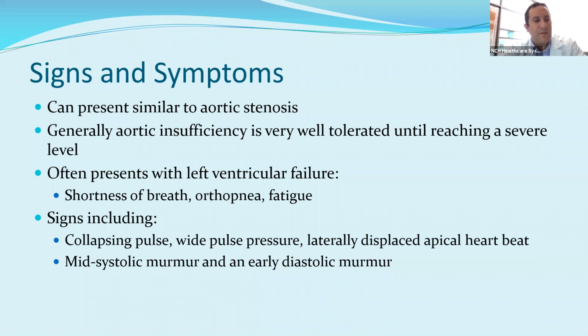The signs include a collapsing pulse, a widened pulse pressure, meaning the top number and bottom number are really far apart, and a laterally displaced apical heartbeat. All things for your physician to look for when evaluating for aortic insufficiency. And there's a very specific mid-systolic and early diastolic murmur that your physician will be able to hear when listening to your chest to determine whether or not this is an aortic insufficiency murmur.